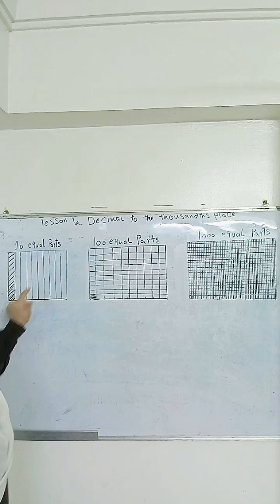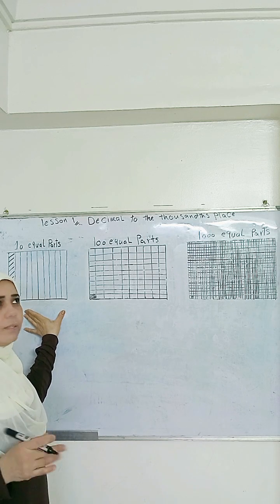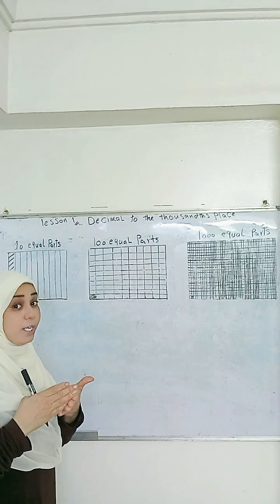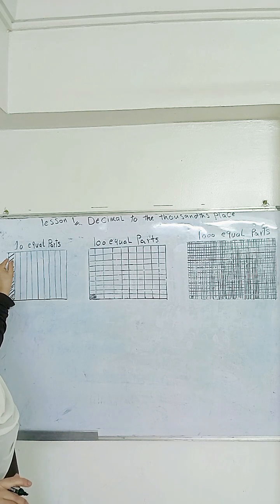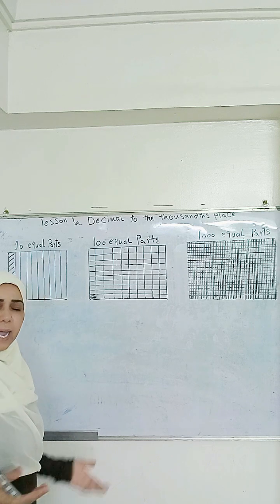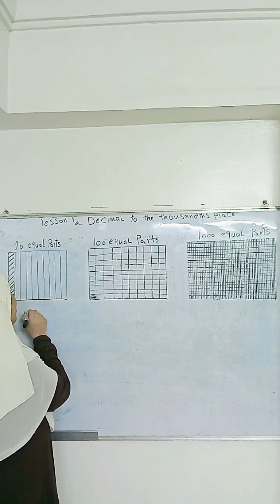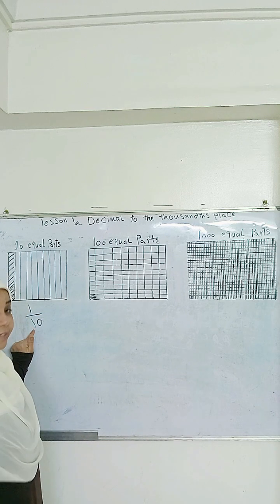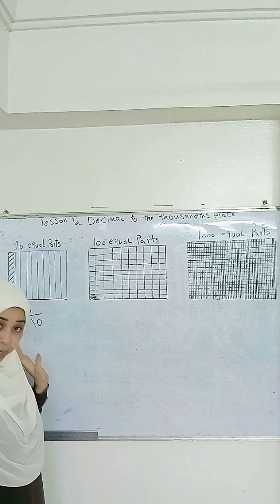Do you remember what this is? It's one whole. You can say it's one chocolate. We divided it into 10 parts, okay? If we take one part from these 10 parts, how can we write it? We can write it like this: 1 out of 10. That means I take one part from 10 parts, okay?